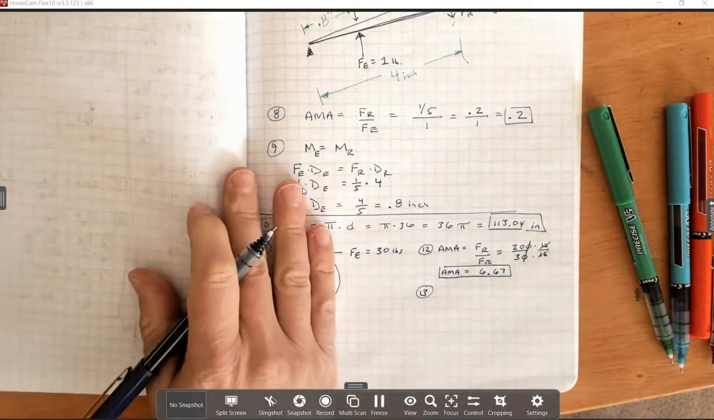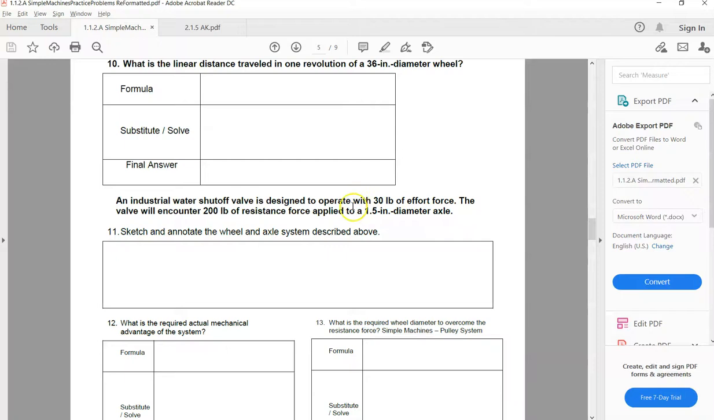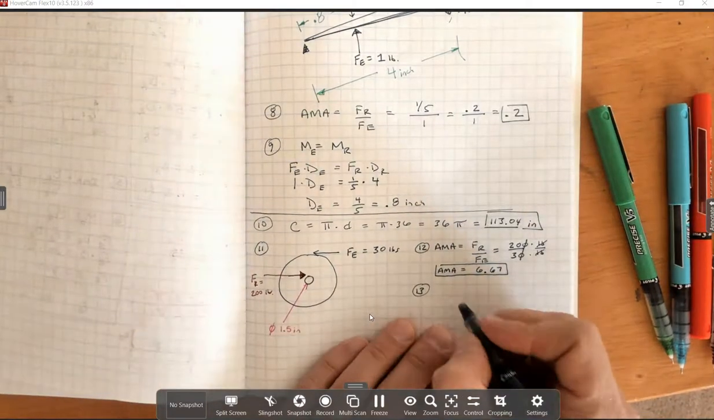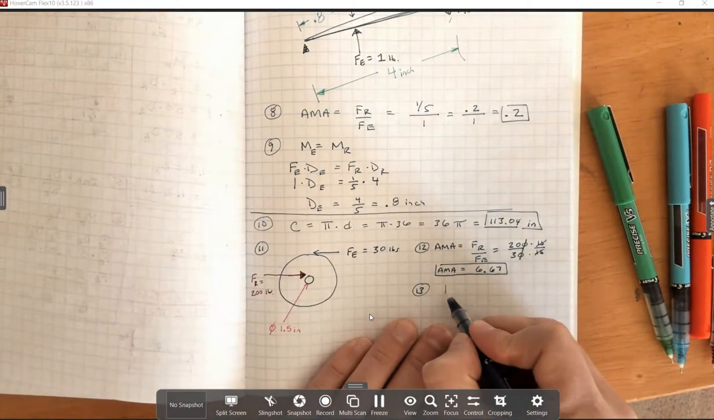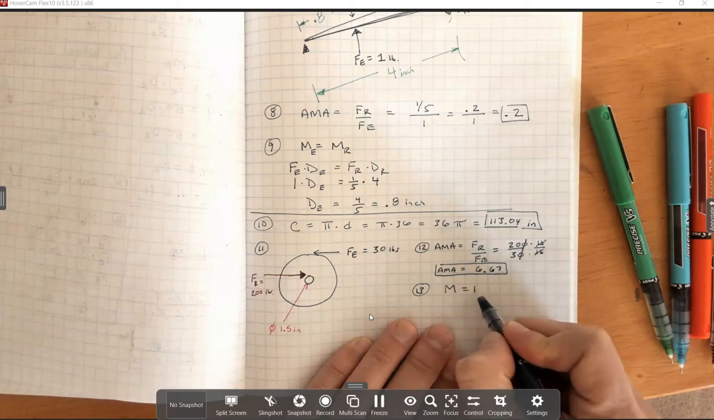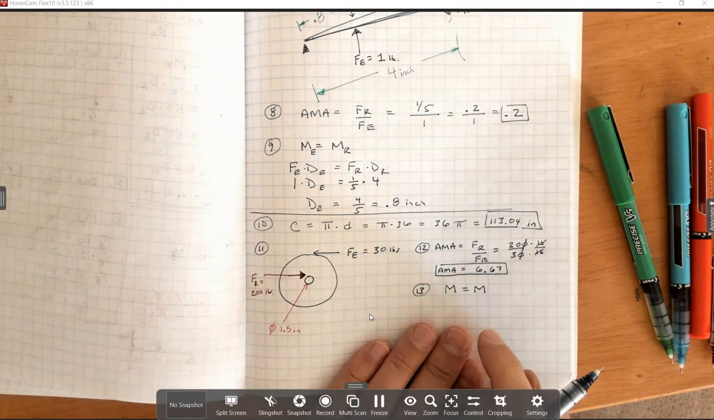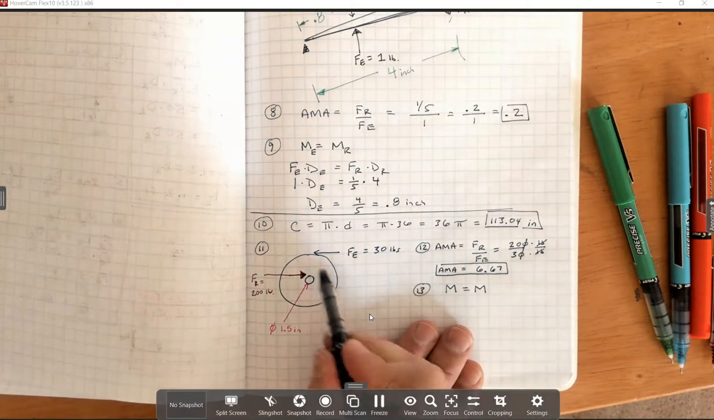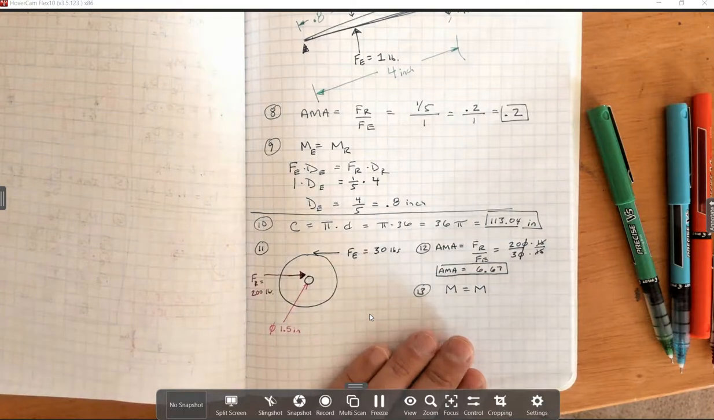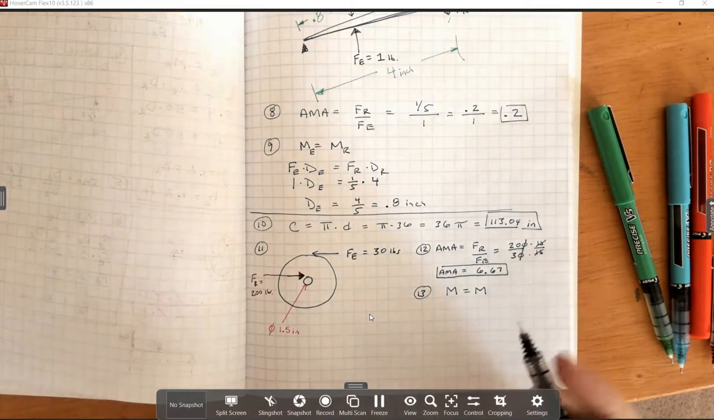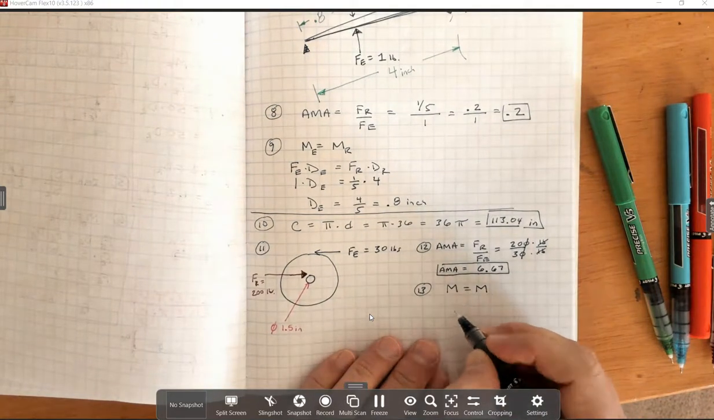Number 13. They asked, what is the required wheel diameter to overcome the resistance force? Okay, we'll go back to our levers and remember the idea of static equilibrium. When was this balanced? We're going to use the same principle. What happens though is the value we get when we solve using static equilibrium would be the diameter of the wheel needed to be in balance, and we're going to want the wheel to be a little bit bigger to give us more leverage so that we can actually overcome this 200 pounds of resistance force.